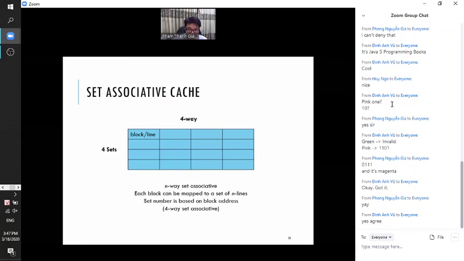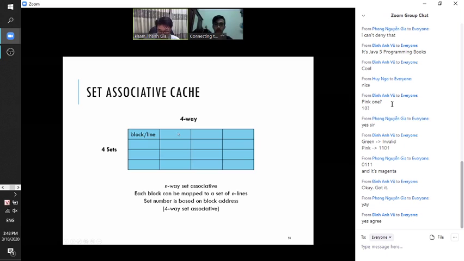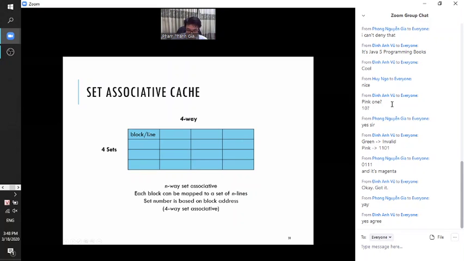And this is 4-way. For each index, we have 4 blocks for storing the value from the address. So it means when we define one index from the main address, we have 4 choices for writing the value from main memory to the cache. Okay, so it is called 4-way, or any n-way set associative.